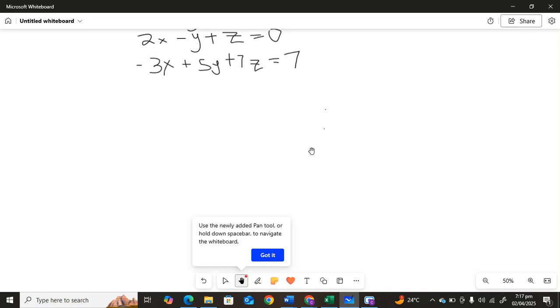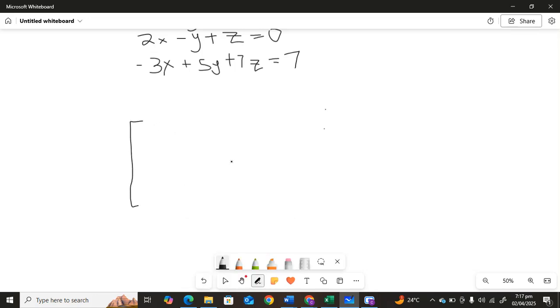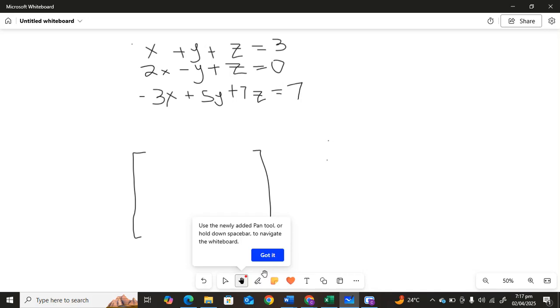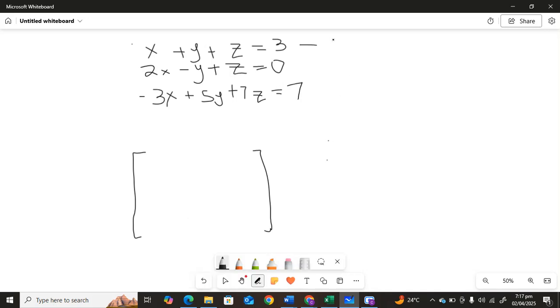Okay, so we continue. For the coefficients matrix, we are going to look at the coefficients for x, y, and z. Let me even label the equations here. This is equation 1, this is equation 2, this is equation 3. In equation 1, the coefficient of x is 1. In equation 2, the coefficient of x is 2. In equation 3, the coefficient of x is negative 3.